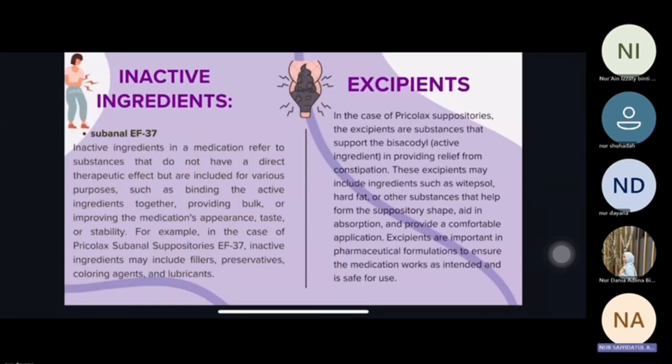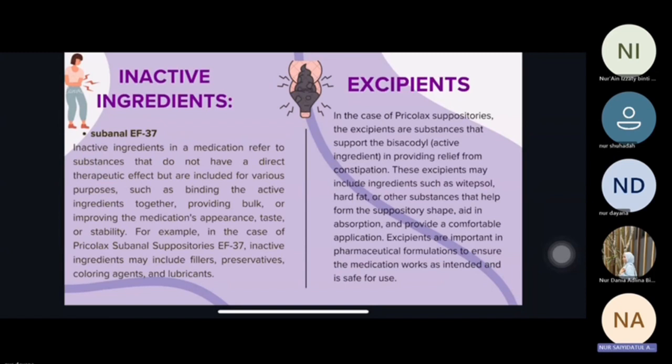Inactive ingredients of Subanal EF 37. Inactive ingredients in a medication refer to substances that do not have a direct therapeutic effect but are included for various purposes, such as binding the active ingredients together, providing bulk, or improving the medication's appearance, taste, or stability. For example, in the case of Precolate Subanal Suppository EF 37, inactive ingredients may include fillers, preservatives, coloring agents, and lubricants.